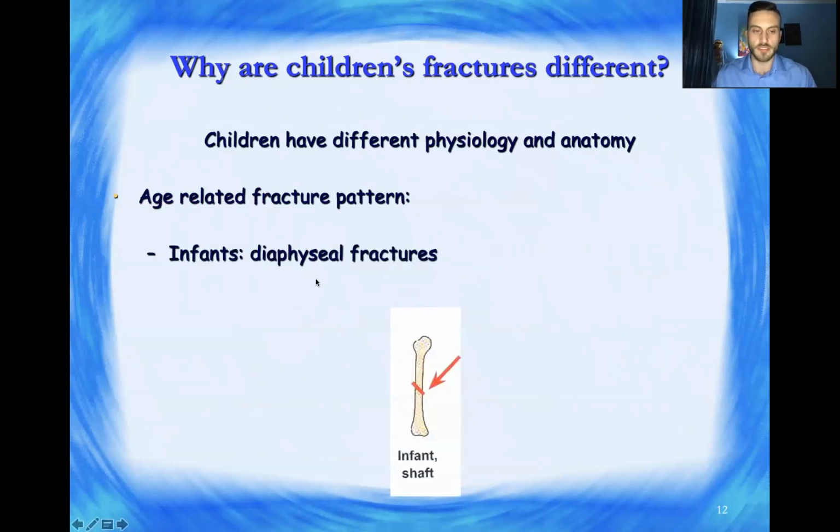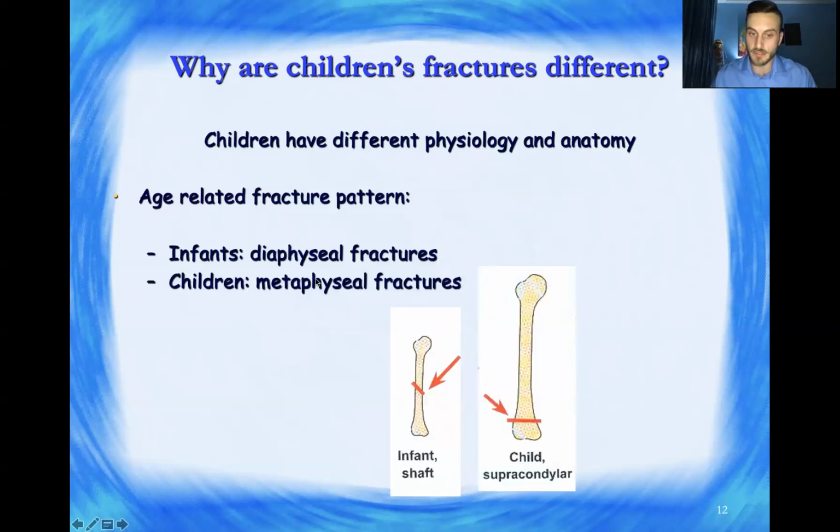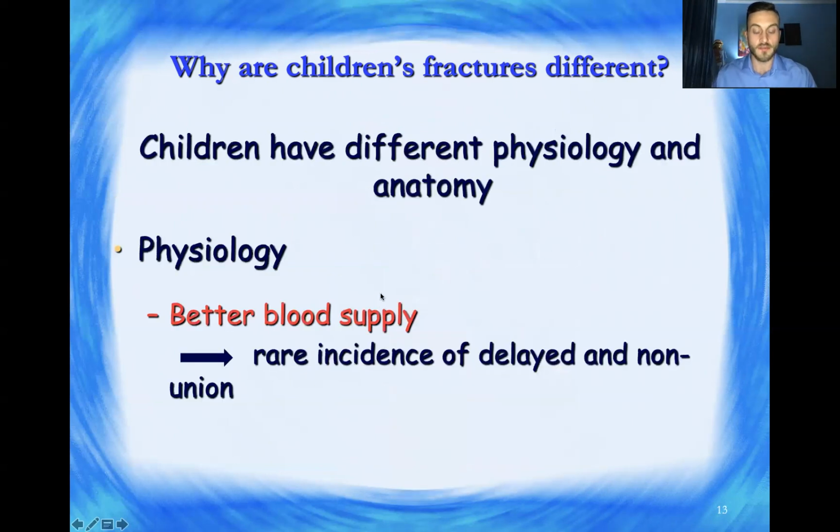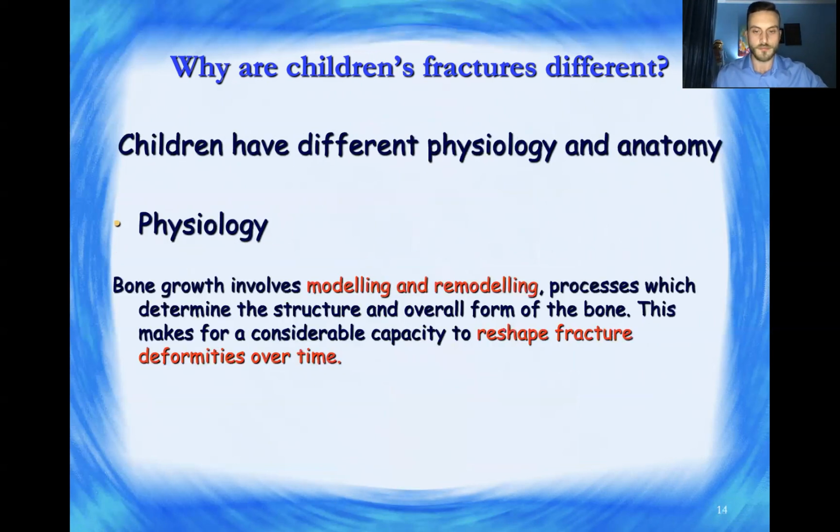Age-related fracture patterns: in infants, diaphyseal fractures; in children, metaphyseal fractures; and in adolescents, epiphyseal injury. For sure, they have better blood supply, so delayed union and non-union are rare. If you have a fracture in the pediatric age group, it's very, very rare to see non-union or delayed union. Modeling and remodeling, which we talked about in the first lecture, is the process which determines the structural bone. This gives a considerable capacity to reshape fractures and deformity.